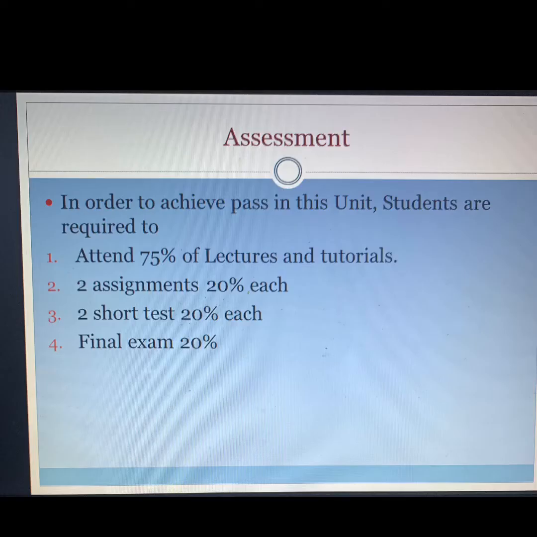In order to achieve a pass in the unit, you are required to attend 75% of the lecture tutorials. Right, this was done previously, so your online participation is paramount. You are doing 2 assignments, 20% each, 2 short tests, 20% each, and a final exam. We are yet to finalize the short tests and the final exam. I'll let you know in week 3 or 4 how we're going to conduct that.